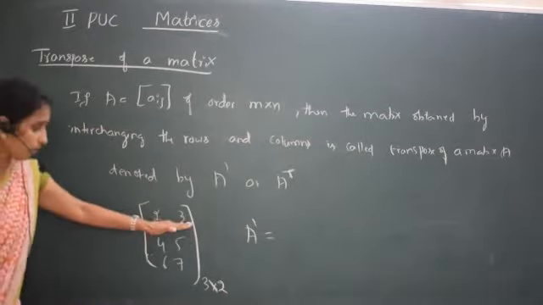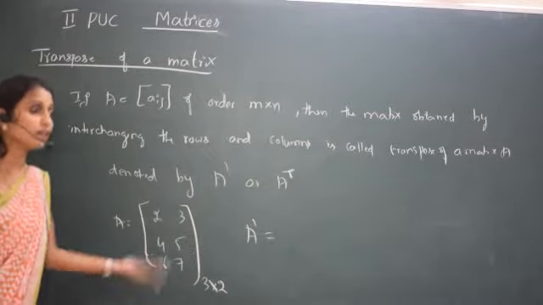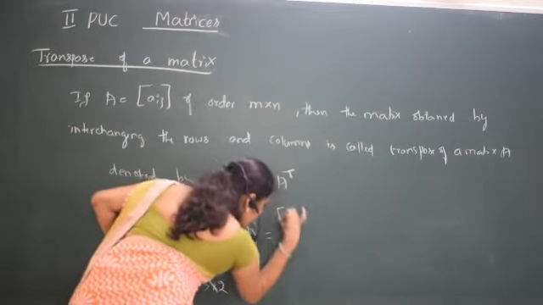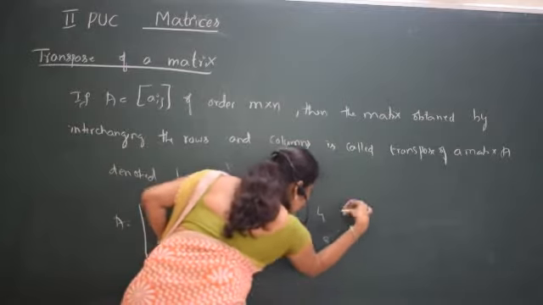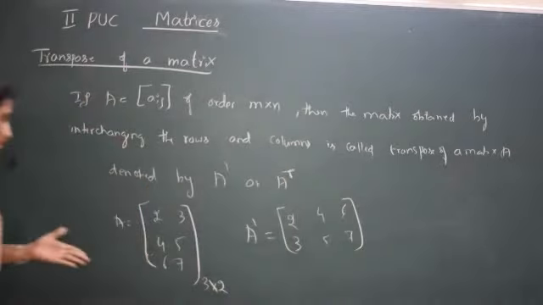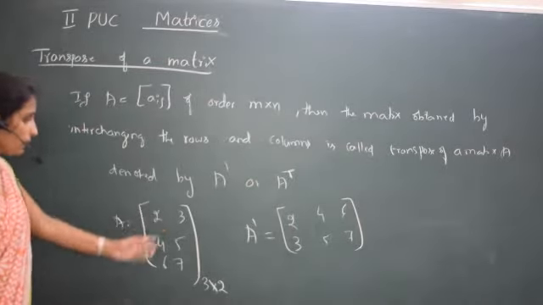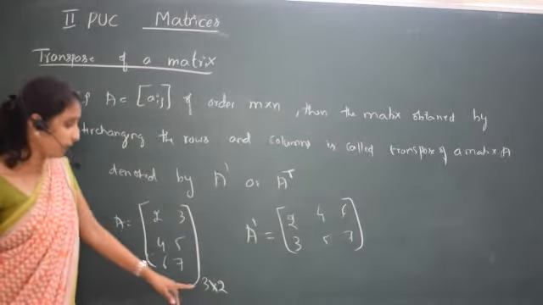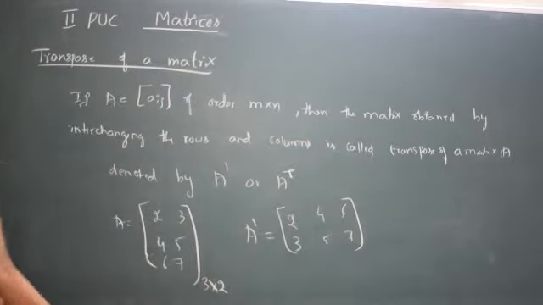Here 2, 3, 4, 5 and 6, 7 are the rows. Now that becomes a column. So A transpose will be the matrix with rows 2, 4, 6 and 3, 5, 7. This is the matrix obtained by interchanging the rows and columns. Now 2, 3 is a row that becomes a column. If the order is 3 by 2, when we exchange rows and columns, then the order also changes.